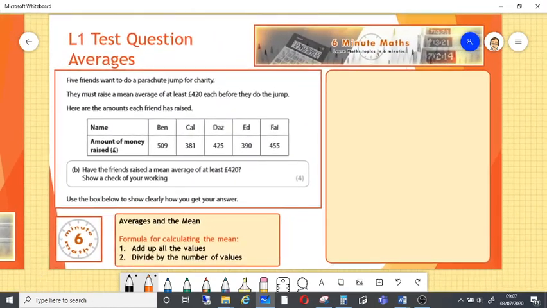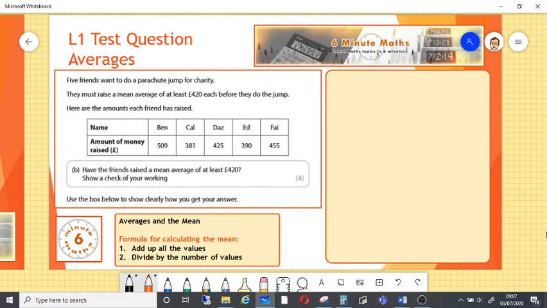Okay, so let's have a look at the first question. The question says, 5 friends want to do a parachute jump for charity. They must raise a mean average of at least £420 each before they do the jump. Here are the amounts each friend has raised, and we've got a table there with the amounts in. Have the friends raised a mean average of at least £420? Please show a check of your working.